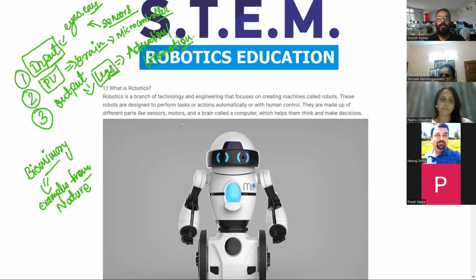So this is why we need to have robotics. And you can also see some examples mentioned in this slide as well, like sensors, motors, and brains, called a computer, which helps them think and make decisions.